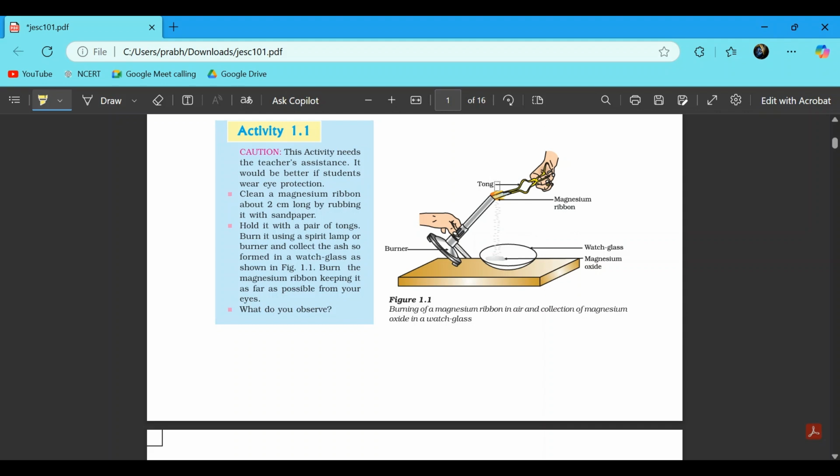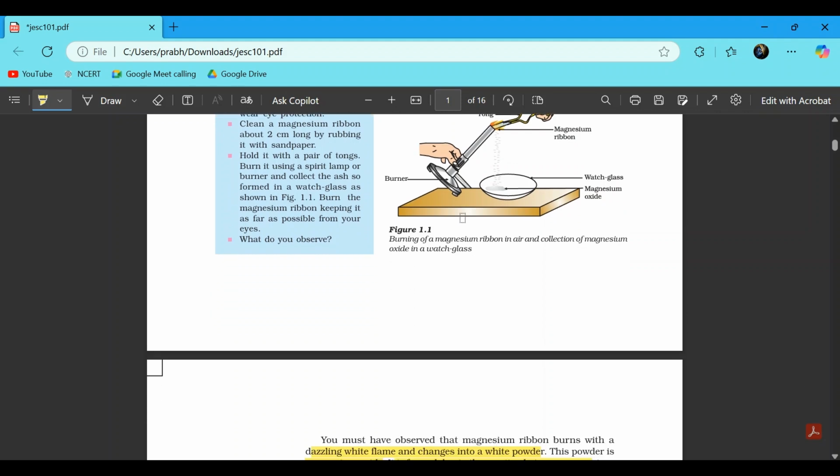After cleaning, magnesium is burnt with the help of a burner, and the burner is always tilted, because if you don't tilt it, the flame may sometimes come out to your face and you will get burnt. So to protect the person doing the experiment, this is done. The burner is kept away, and when you burn the magnesium, it burns with a white flame.